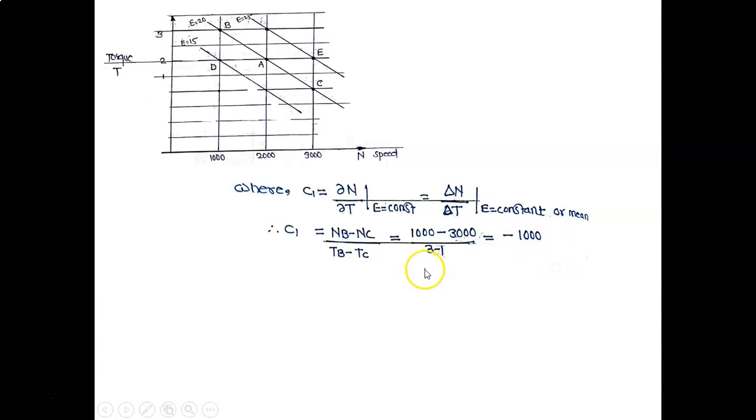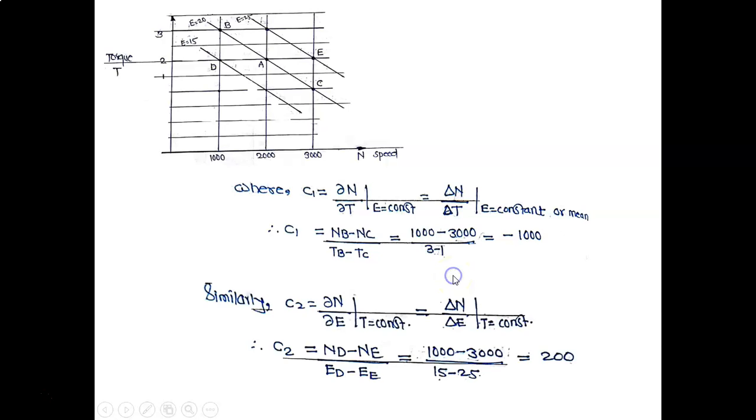Now, we will find out the value of C2. C2 is given by dou n by dou e when T is equal to constant. Therefore, delta n divided by delta E when T is equal to constant. Now, what is the constant value of T or mean value of T? This is torque T is equal to 2. This is the mean value of T.